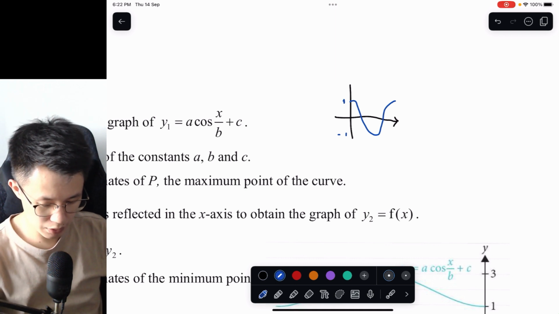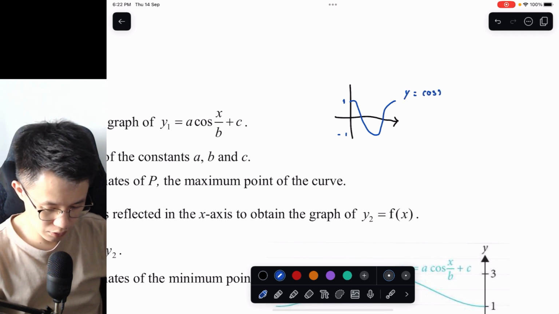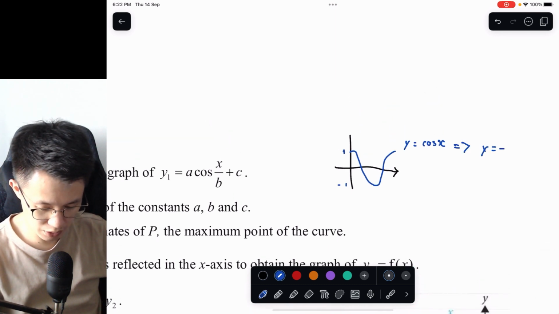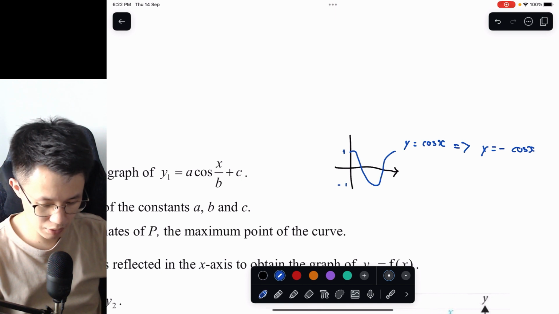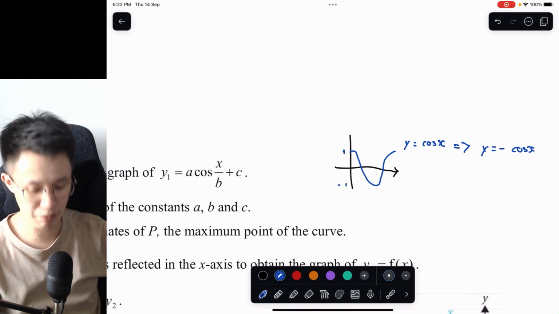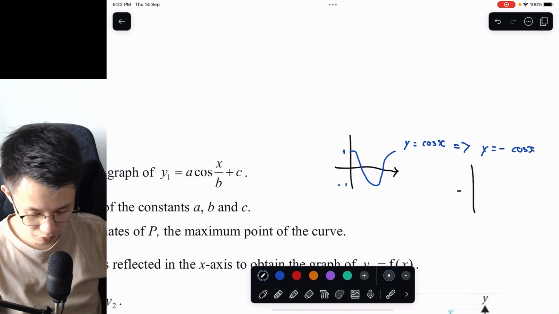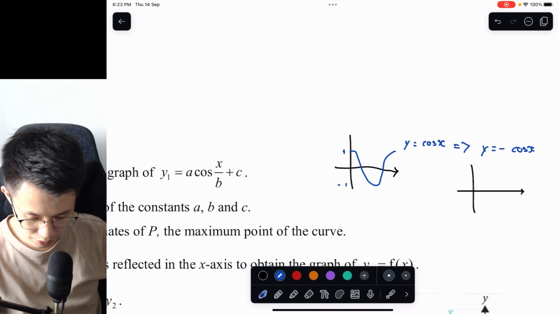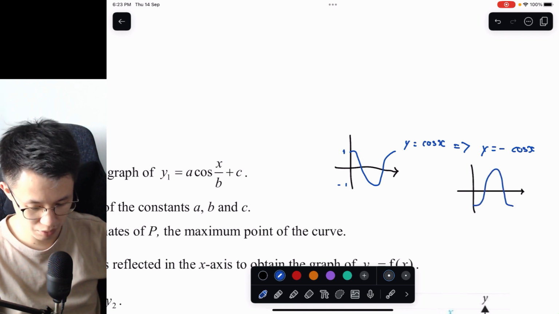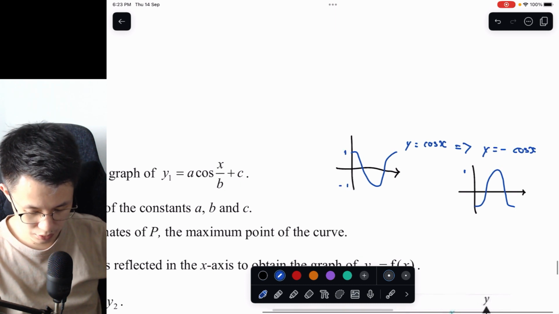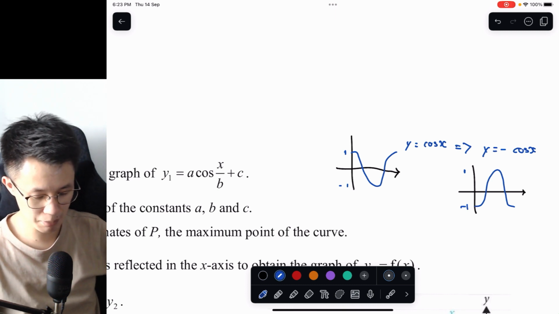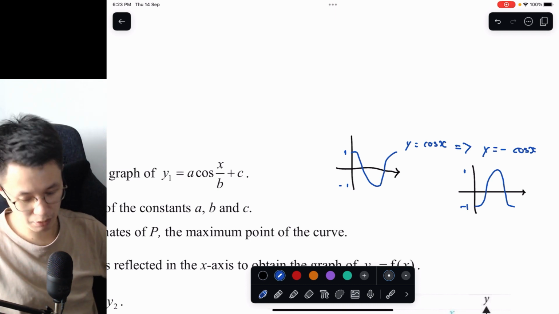If you multiply negative 1, let's say you translate this and it becomes y equals negative cosine x. Now you're multiplying this maximum value to become a minimum value. So what happens to the graph now is every point is translated to the negative region. So your graph will now look like that. That's the magic: every minimum point will become a maximum point now, and every maximum point will become a minimum point. So this is what happens when you multiply negative cosine x.